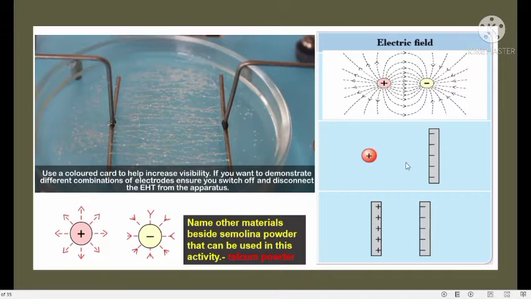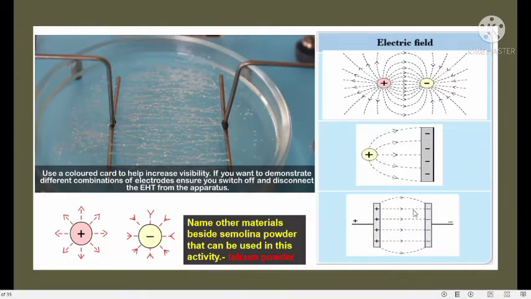Let's say we have one sharp end and one plate, positive and negative. How do we draw the pattern? We represent electric field lines with a line with an arrow. You can draw it as a full line, direction positive to negative. Now for parallel plates, in between are parallel lines and quite uniform.